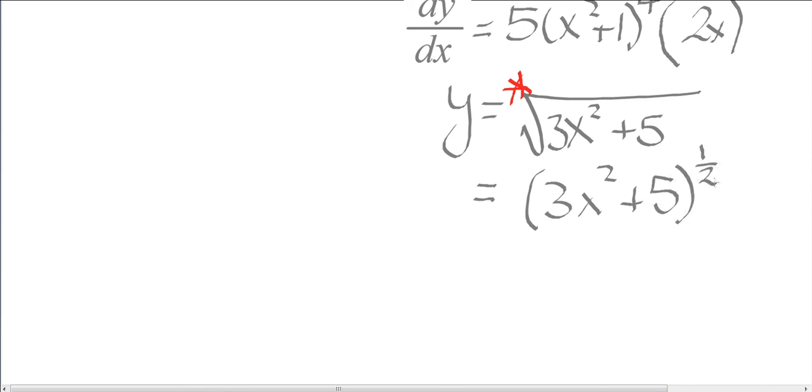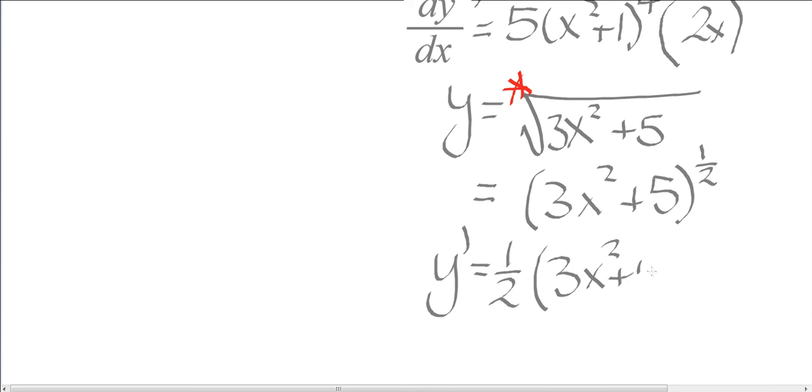And what do I have? A term trapped in a power. So I ignore the inside and deal with it later. y dash equals, take the power down, ignore the inside, and take 1 off the power. Now open up a bracket straight away and deal with what you ignored. I have to differentiate that. Take the 2 down, but there's a 6, take the 2 down, but there's a 3 to meet it, I get 6x, and then the 5 disappears.